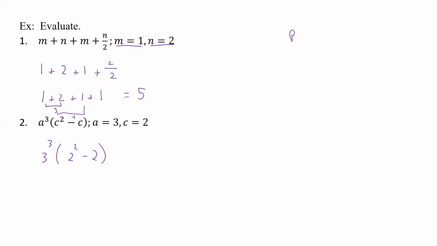And for PEMDAS, remember, we do parentheses first and then we do exponents. Well, the parentheses are going to be needing the exponents to be done first. So I'm just going to do all exponents. So 3, basically we have 3 times 3 is 9 times 3 is 27. So out here we have 27.